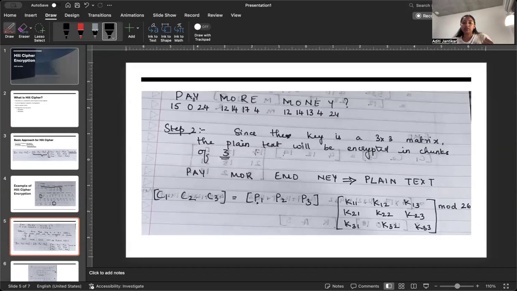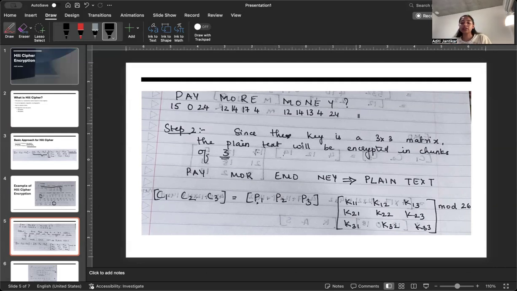So now, pay more money. You convert PAYMORE with its corresponding numbers into this code. That is, P corresponds to 15, A corresponds to 0, Y corresponds to 24, and so on and so forth.